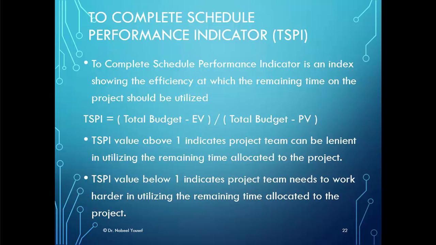If the value of the TSPI is above 1, it indicates that the project team can be lenient in utilizing the remaining time allocated to the project. That means they have enough time to perform the project activities. If the value of the TSPI is below 1, it indicates a project team needs to work harder in utilizing the remaining time allocated to the project. That means that they are tight on time.